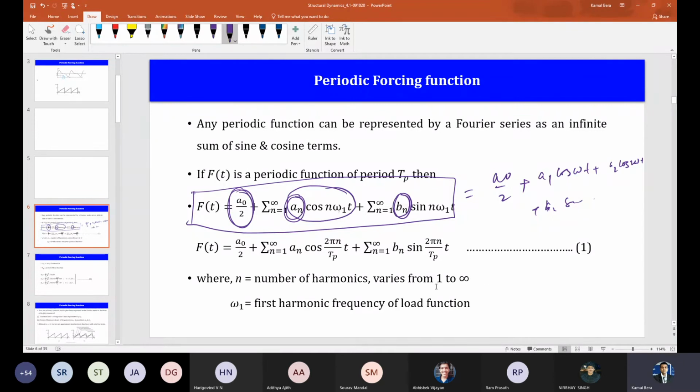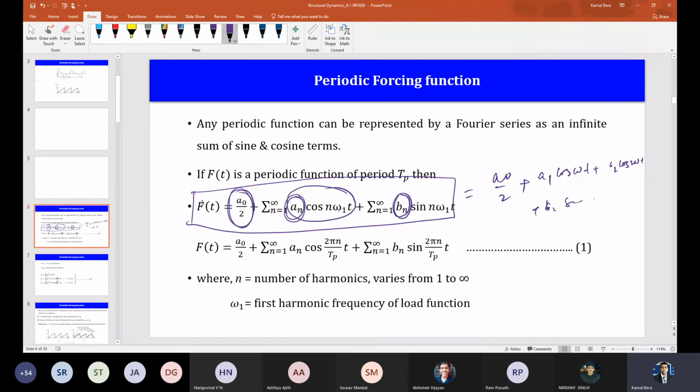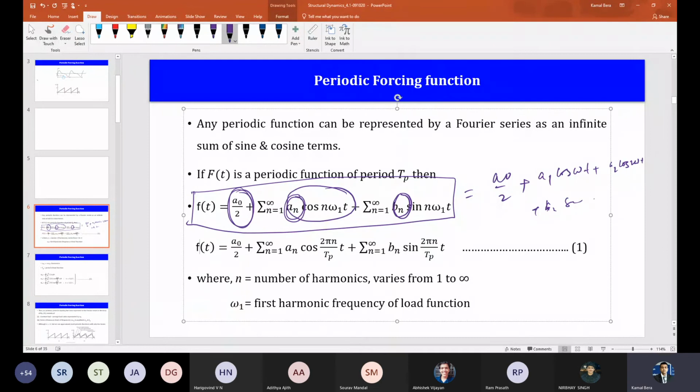One typing mistake is here actually. Either this F(t) should be small, or this F(t) should be capital. Ari, come on, tell me what is the response? You know the response due to this term and this type of term, right? I mean, the response of a single degree of freedom system due to harmonic load, sine or cosine. What is the response due to a naught by 2?